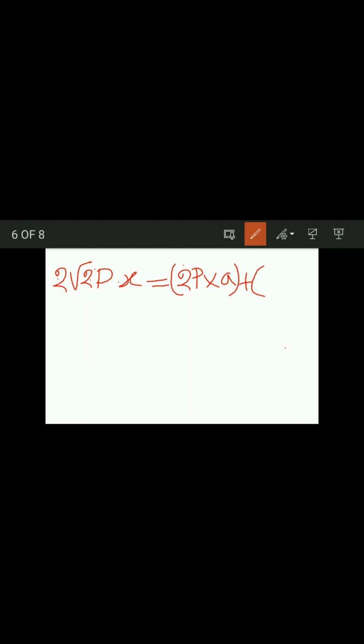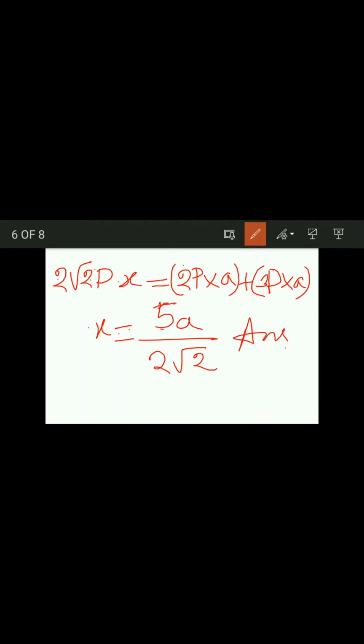That will give you, after simplification, x equal to 5a by 2 root 2. So the perpendicular distance between the resultant force and the point A is 5a by 2 root 2.